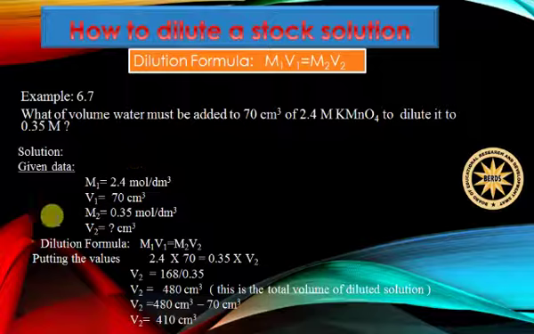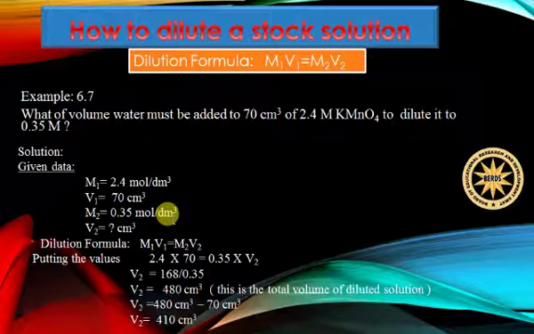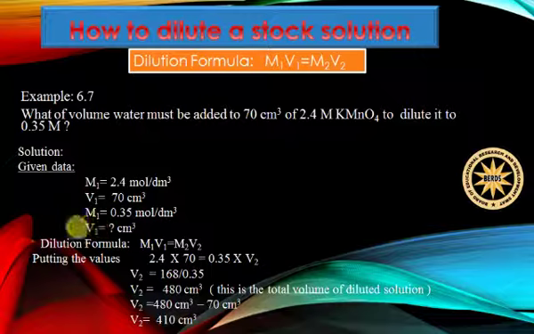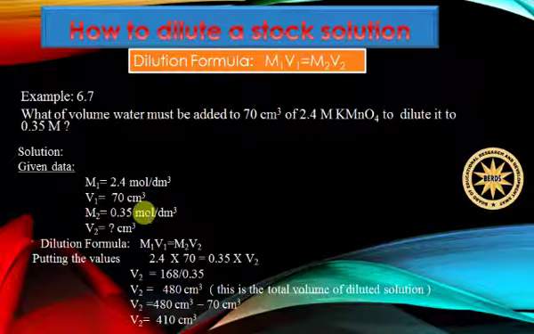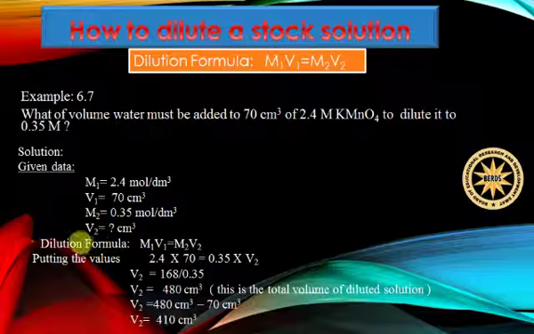So here we have the diluted solution, which is 0.35 mole per decimeter cube. So what amount should be added to this 70 centimeter cube of solution with molarity 2.4 mole per decimeter cube to become 0.35 mole per decimeter cube? So here we have a formula, the dilution formula, which is M1 V1 is equal to M2 V2.